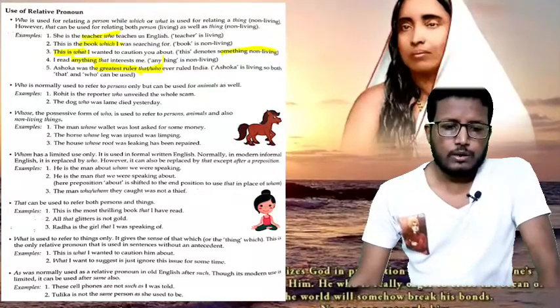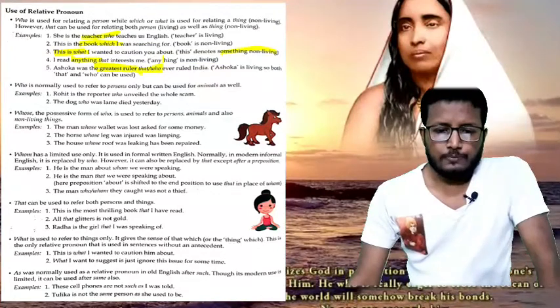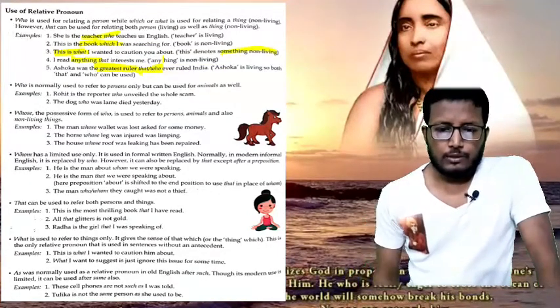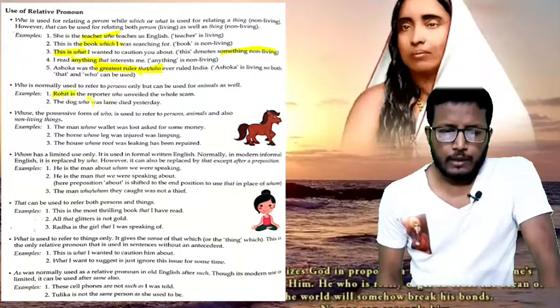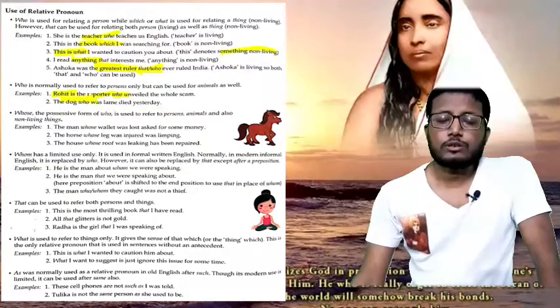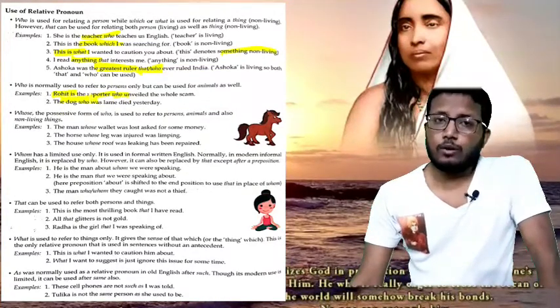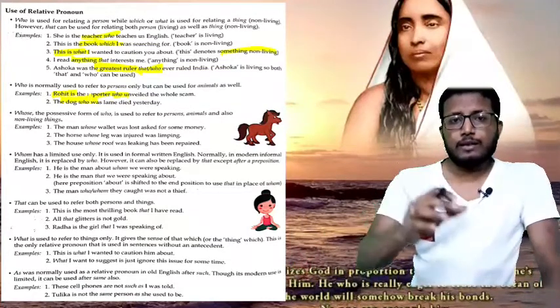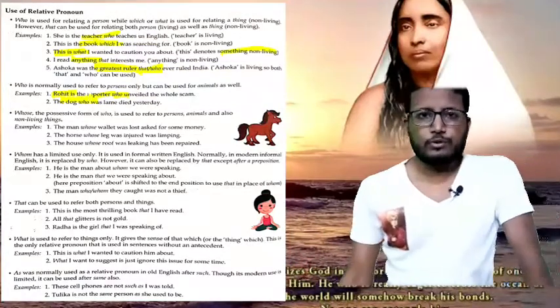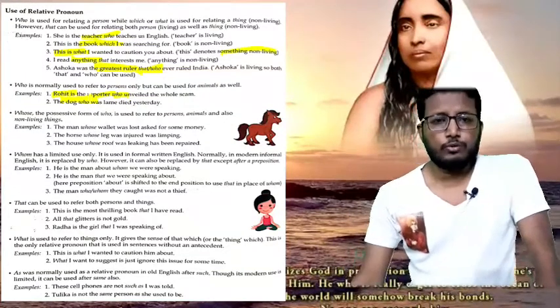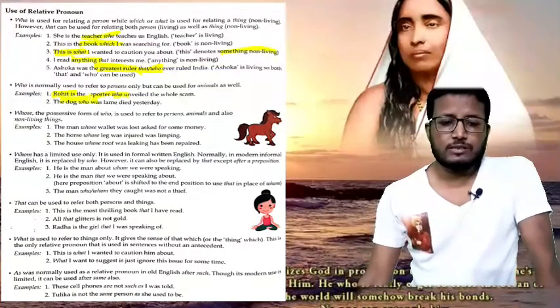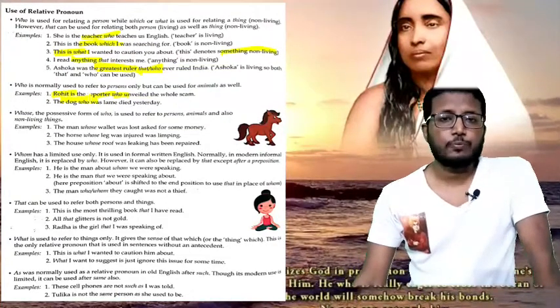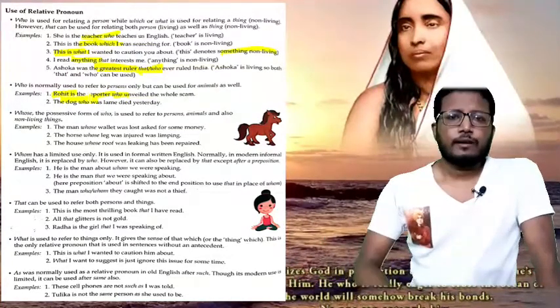Next, who is normally used to refer to persons only but can be used for animals as well. So here you can see the two examples: Rohit is a reporter who, and the dog who. In both cases, for man and animals, we have used who. Sometimes you should interrupt me, sir. You just told me that for animals we should use which and that, and now in this sentence, the dog who, for animals we are using who. So don't worry about that. This is also a poetic use.